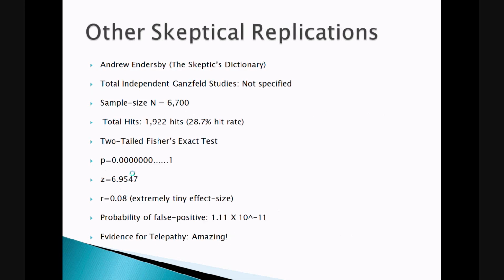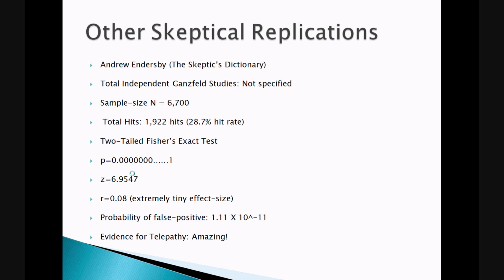Another skeptical meta-analysis that also shows evidence for telepathy is the Andrew Endersby Ganzfeld meta-study. It is actually published on the Skeptics Dictionary, or at least mentioned. Andrew Endersby didn't really specify his study, so it wasn't really known, but he mentioned that he conducted a total of 6,700 Ganzfeld sessions with a total of 1,922 hits, which is a 28.7% hit rate.